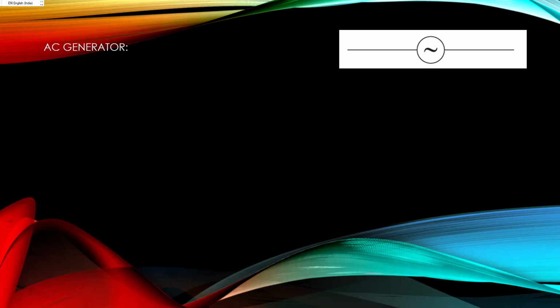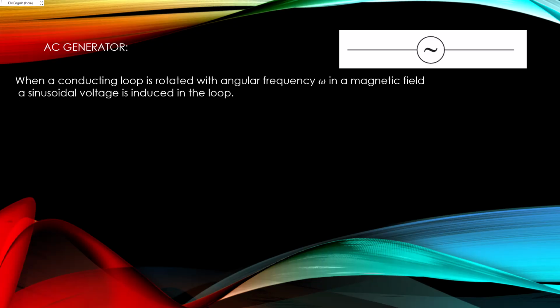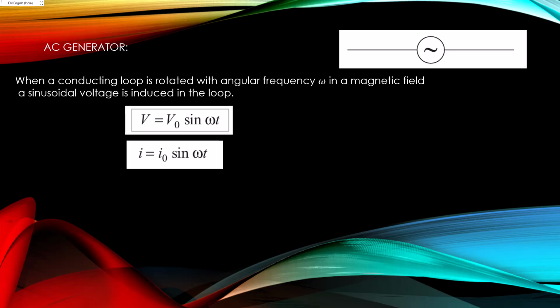Now, this is the circuit symbol of an AC generator. When a conducting loop is rotated with angular frequency omega in a magnetic field, a sinusoidal voltage is induced in that loop. And we call this V equals V0 sin omega t. Correspondingly, current I equals I0 sin omega t.